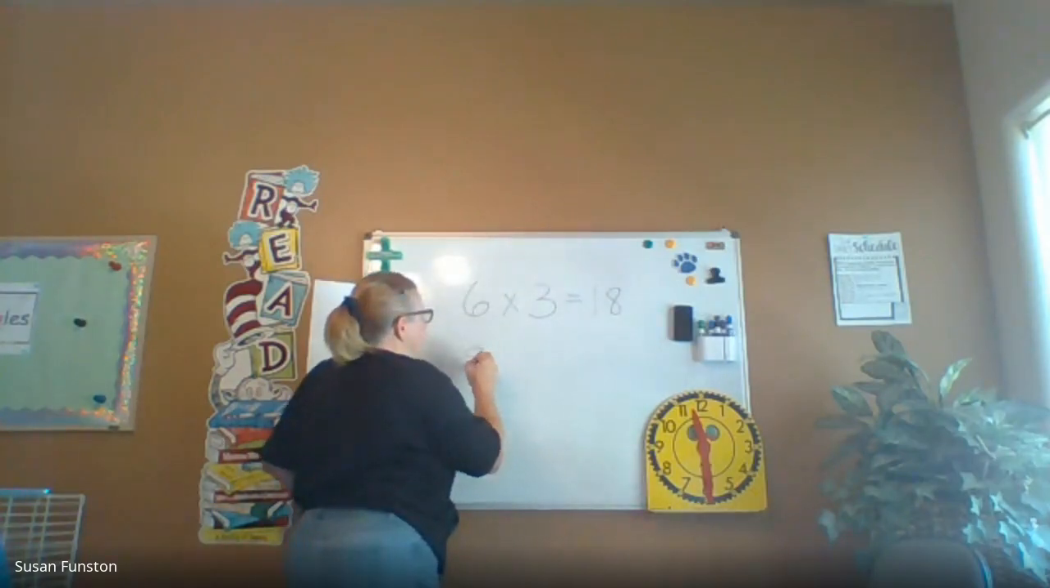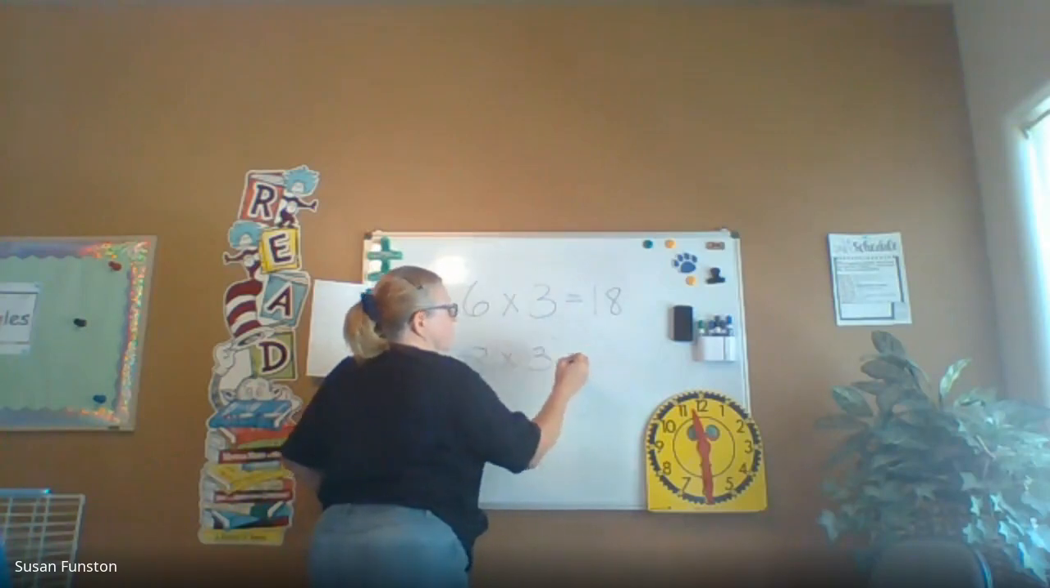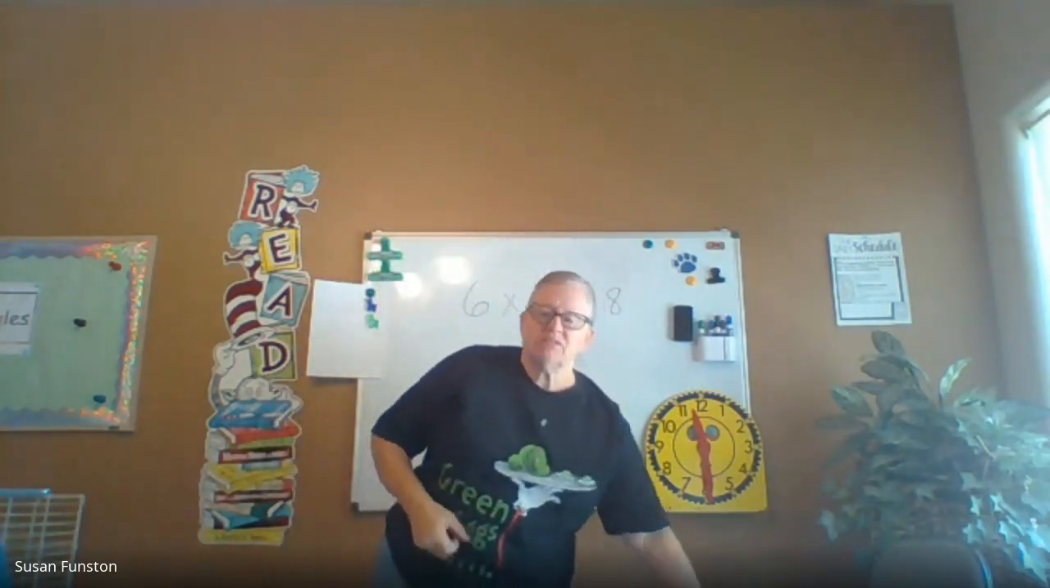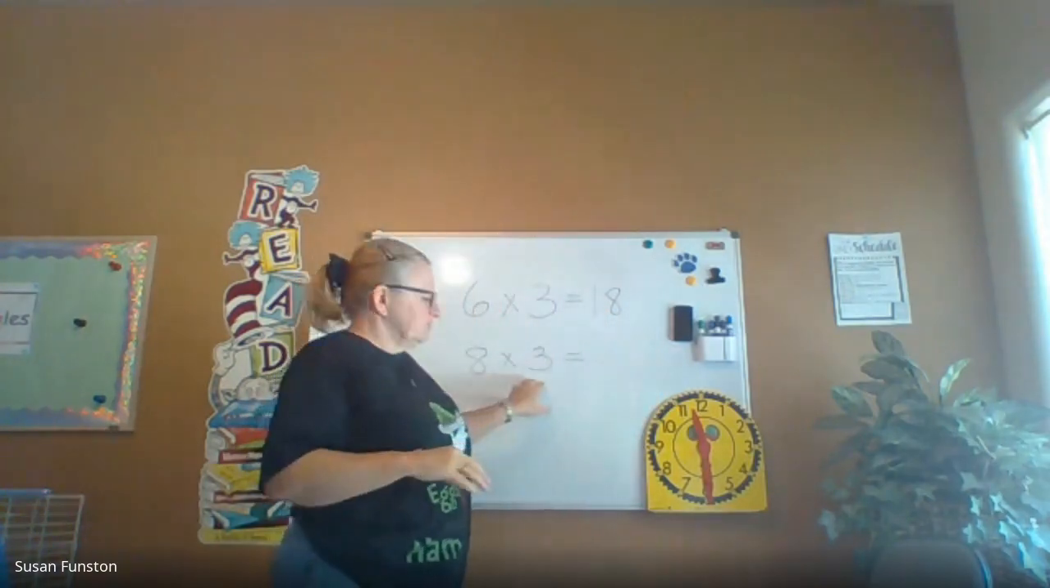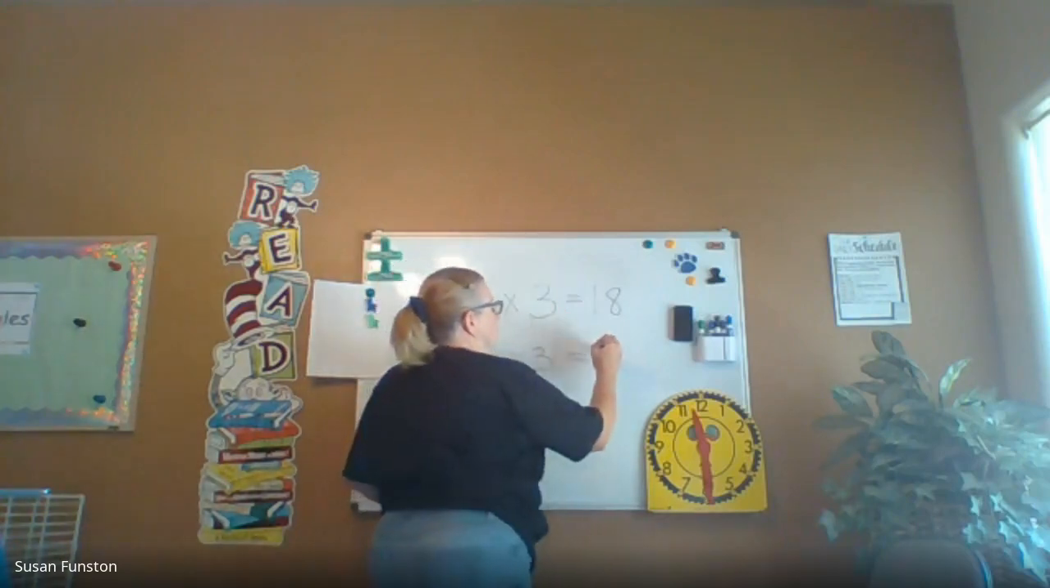Let's try 8 times 3. So now I'm going to skip count again by 3s, but this time I have to do it 8 times. So let's keep track. Ready? 3, 6, 9, 12, 15, 18, 21, 24. So my product, the answer to this multiplication problem, was 24.